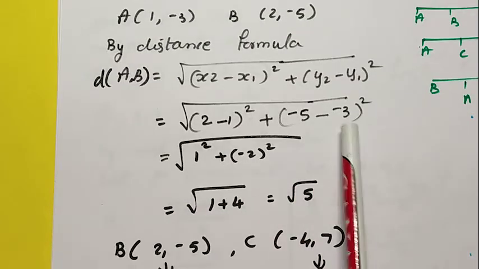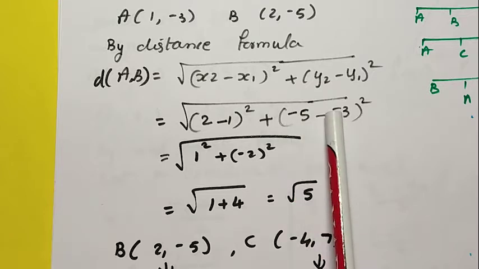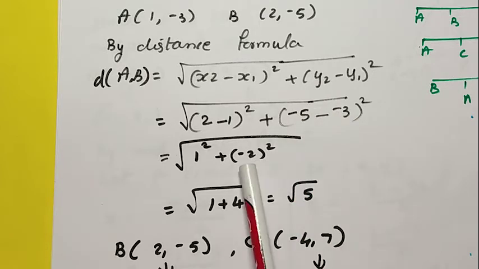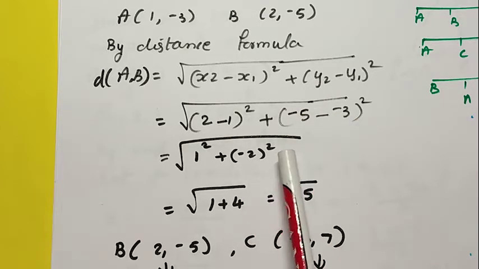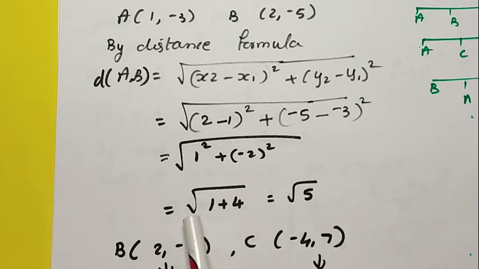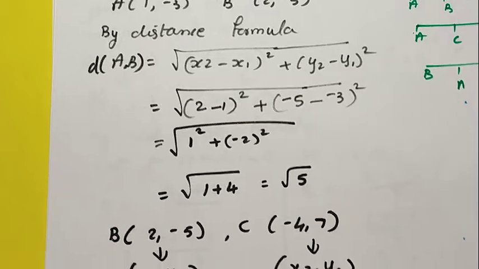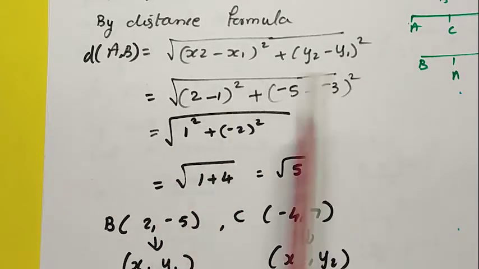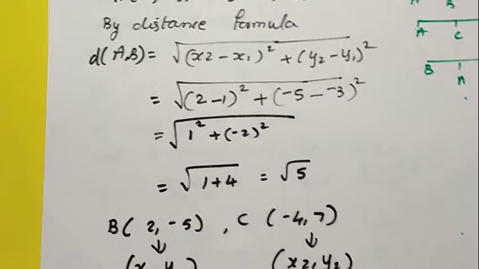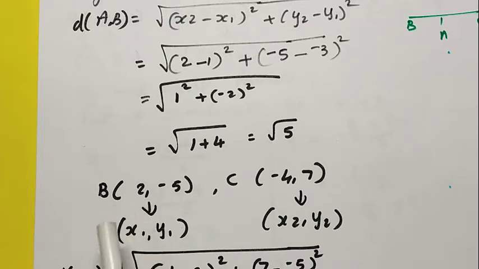Minus 5 minus minus 3 is minus 5 plus 3. Minus 5 plus 3 is minus 2. So minus 2 square, or negative 2 square. Therefore, square root of 1 plus 4, which is equal to square root of 5. So you can find the distance between these points AB, BC and AC. That can be in any order. Okay. Now B and C.